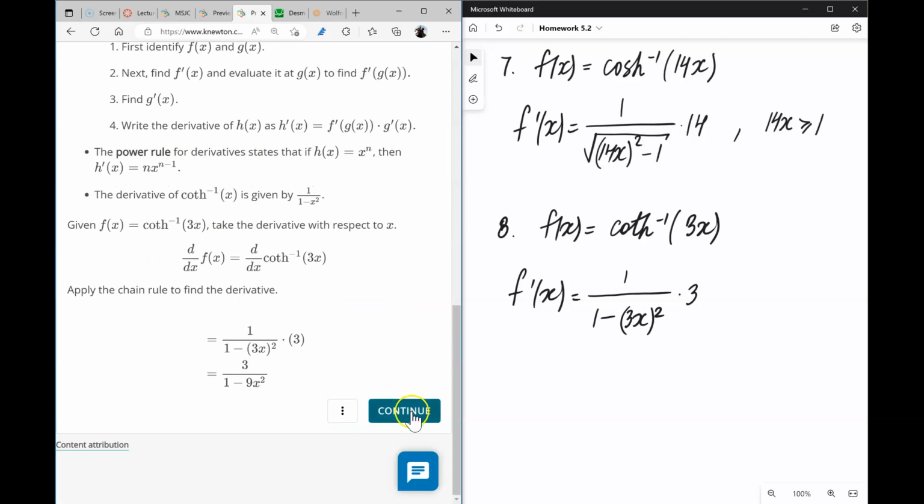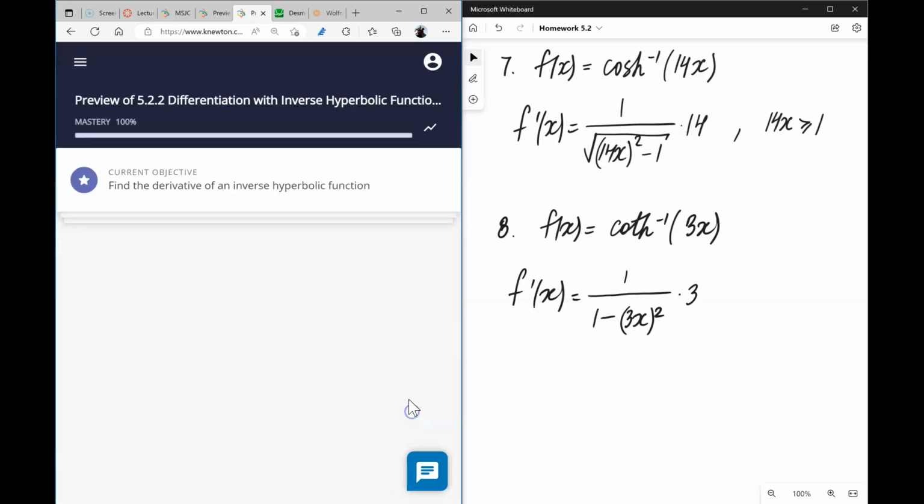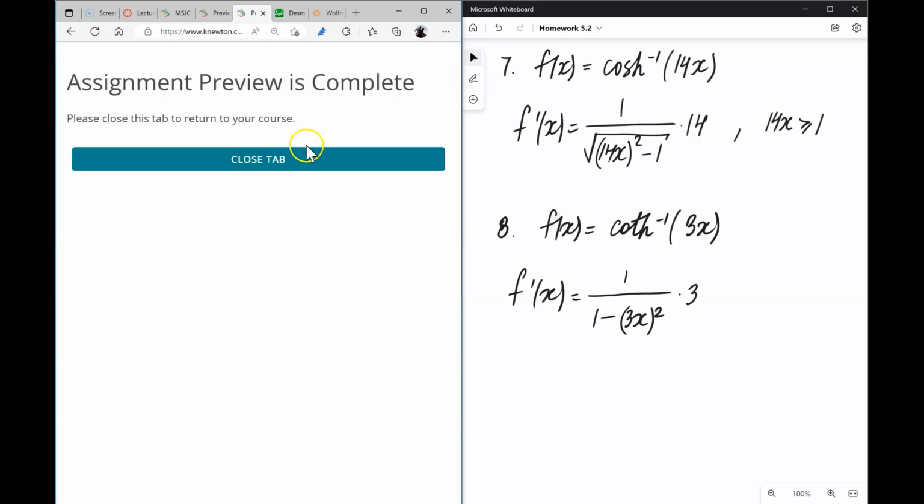And it looks like we are done practicing the derivatives of hyperbolic and inverse hyperbolic functions. If you have any questions, please feel free to reach out.